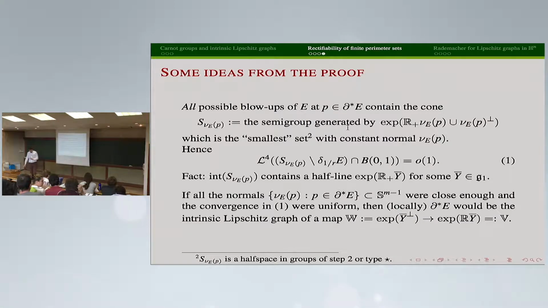Then it's fairly easy to prove that locally, up to a localization argument, the reduced boundary is contained in an intrinsic Lipschitz graph of a map which goes in the direction y bar, which is the direction which was in the interior of the cone. The idea is that you have a point where your blow-ups cover almost all of a cone.